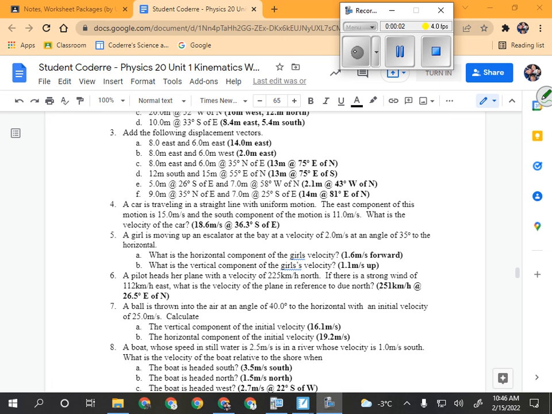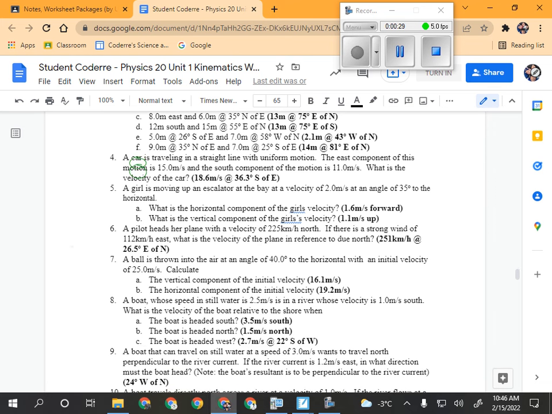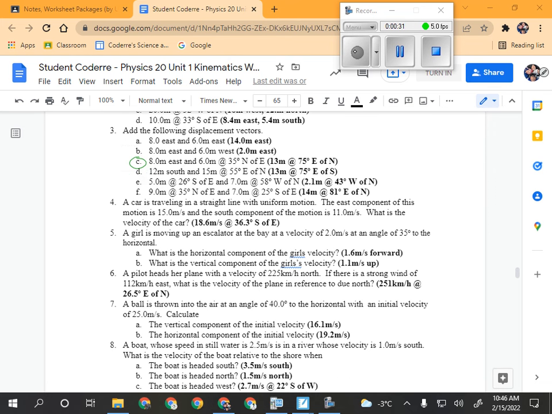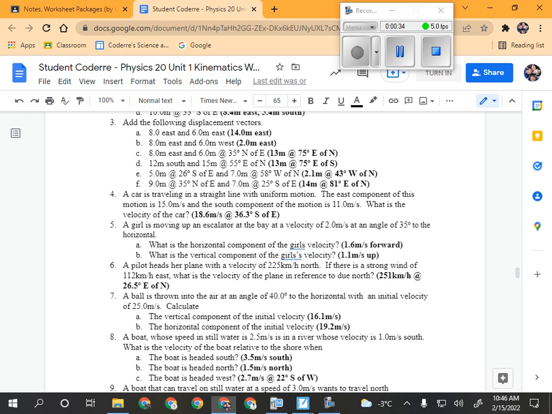The ones I want you to work on today, and that we'll go through together, are going to be 3C and D, because those are exactly exam-level type problems. So 3C and D.